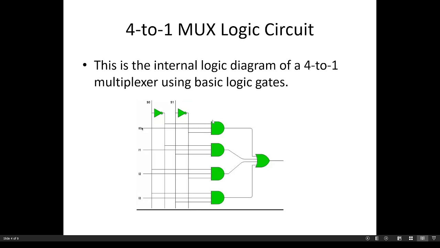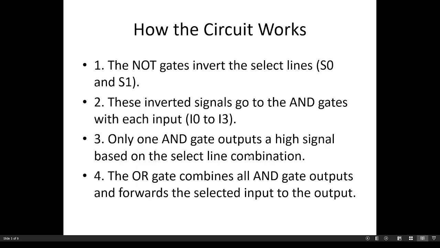Then the inverted signals go to the AND gates, each combined with one of the inputs I0 to I3. Only one AND gate outputs a high signal based on the select line combination. The OR gate combines all AND gate outputs and forwards the selected input to the output.